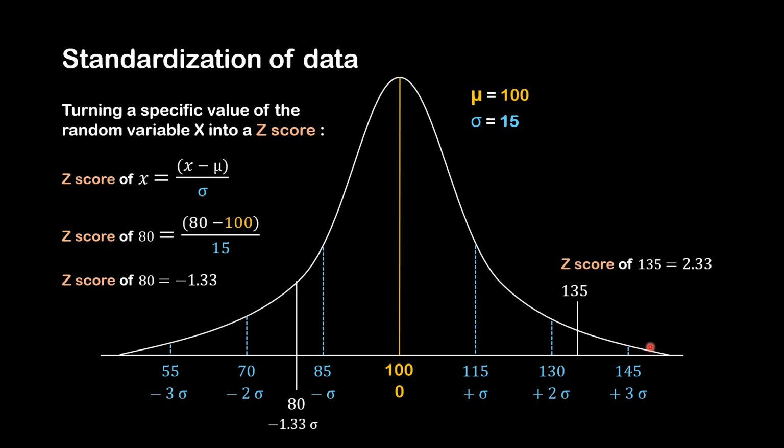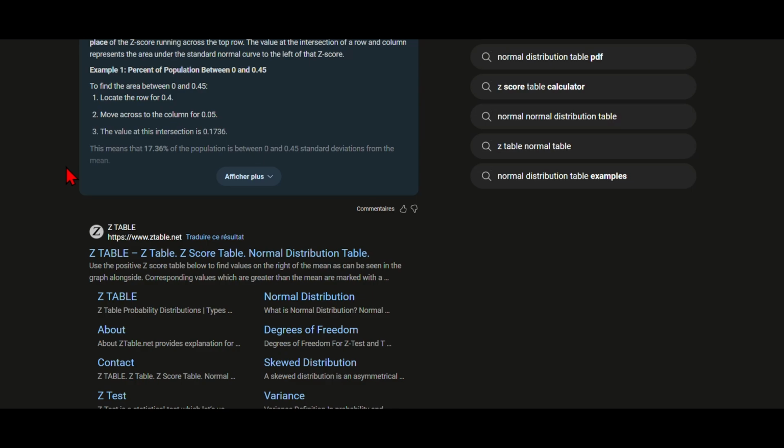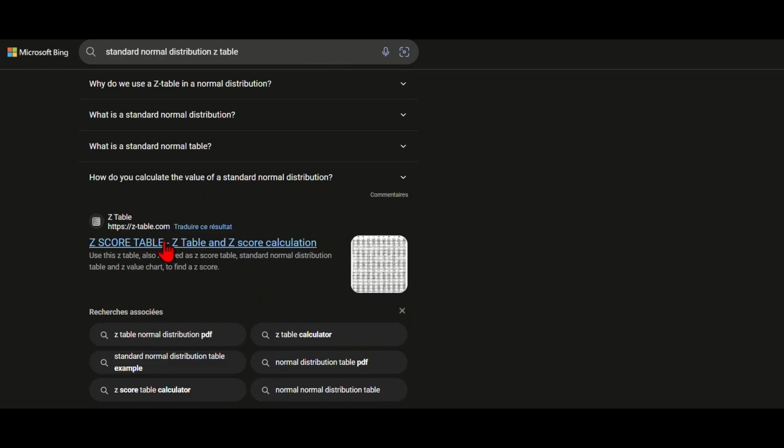If we want to compute the probability that someone has an IQ score less than 80 or above 135, we can now use the Z tables, because our original distribution has been turned into a standard normal distribution. The Z tables can be found online. Just type standard normal distribution Z table into a search engine. You're going to get a bunch of results. Just pick one of them. Let's go to ztable.com.